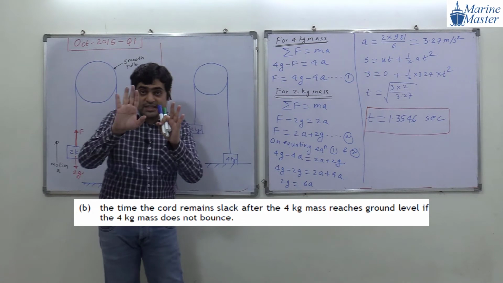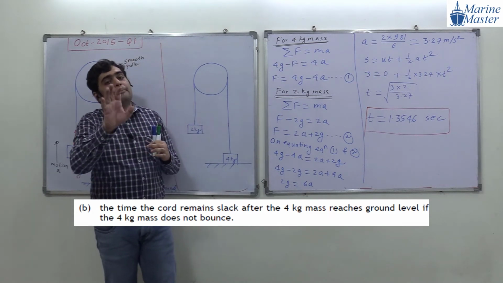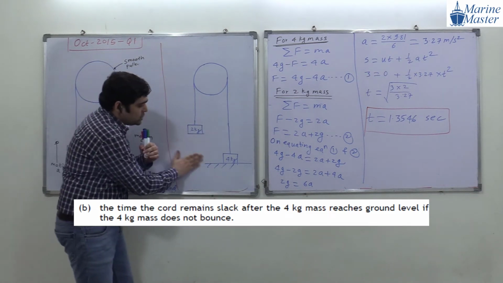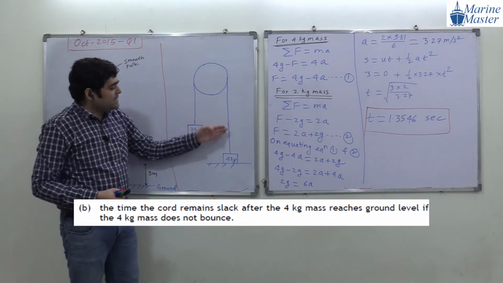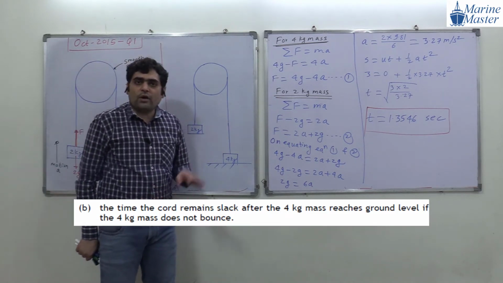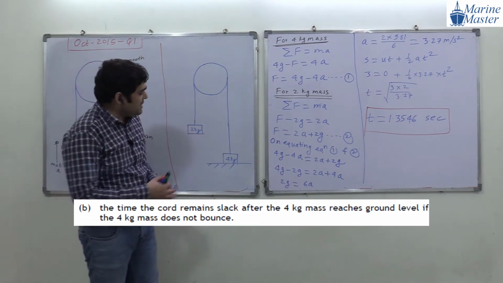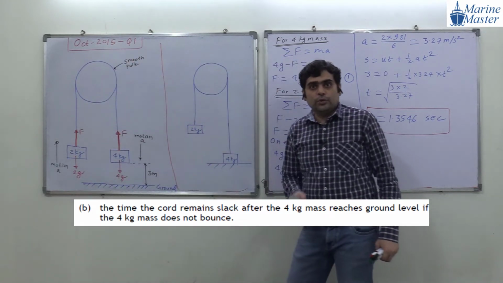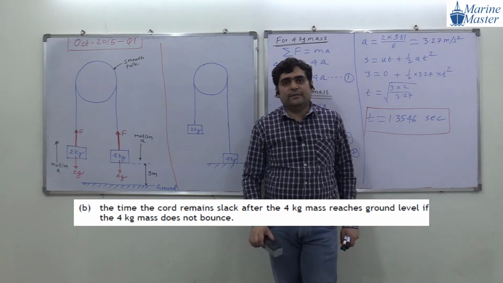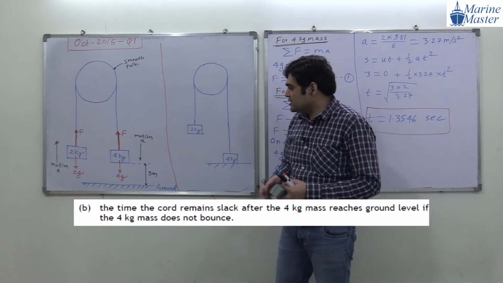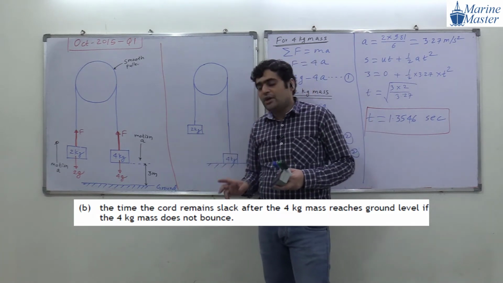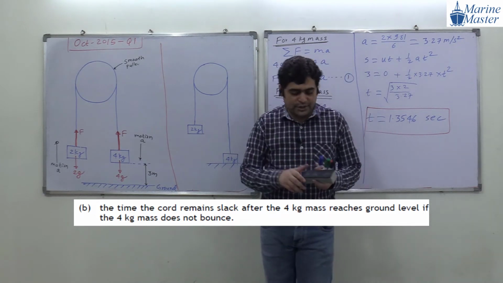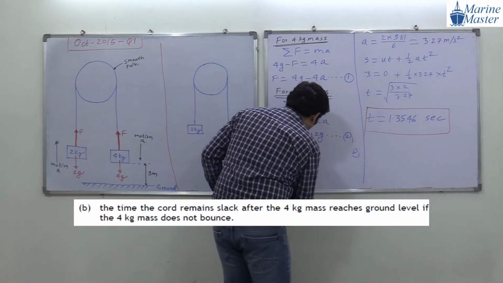Now see the point here. The same story happens with this 2 kg mass also. When this 4 kg mass touches the ground, what about this 2 kg mass? The 2 kg mass has some velocity. Try to see the scenario here. Don't write anything yet.